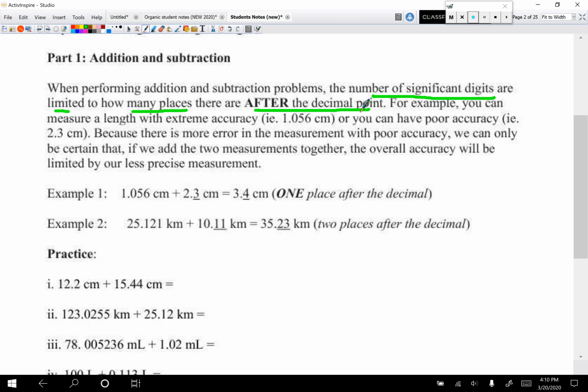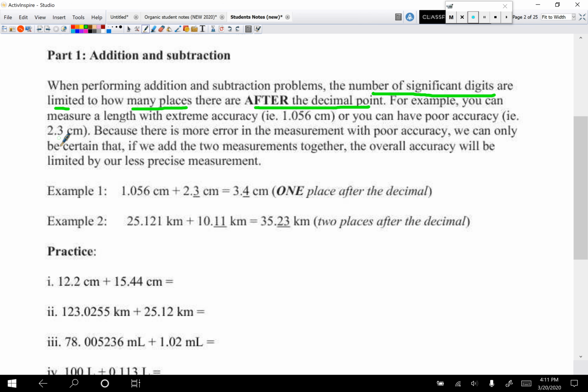You can measure something with extreme accuracy, like 0.056 centimeters. That is really accurate. Or you can have poor accuracy, like 2.3 centimeters. Obviously, our 2.3 isn't as accurate because we don't have as many decimal points, so there's more error in that measurement. To compensate, our final answer cannot have more decimal points than our lowest one.